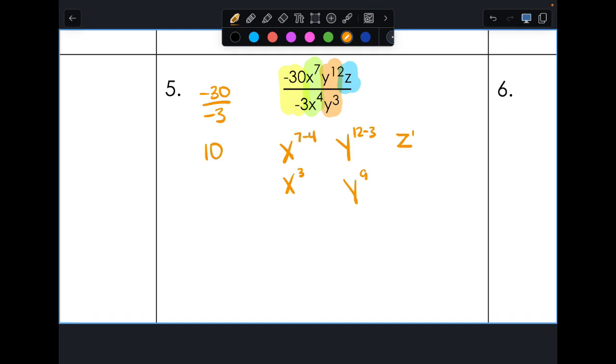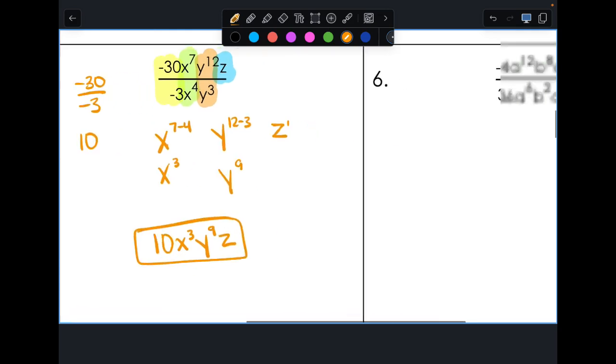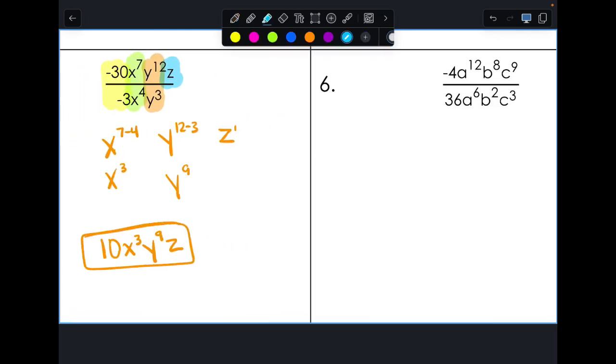Do I need to subtract anything? No. You just bring it down to your final answer. Don't ignore it. It doesn't disappear. Make sure you don't forget it for your final answer. Okay? Questions?